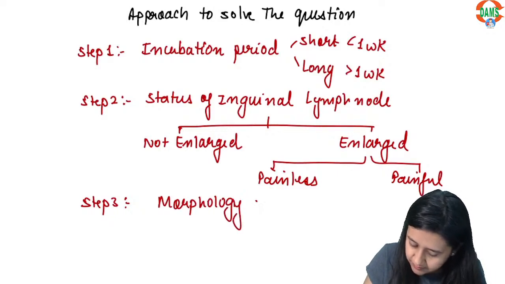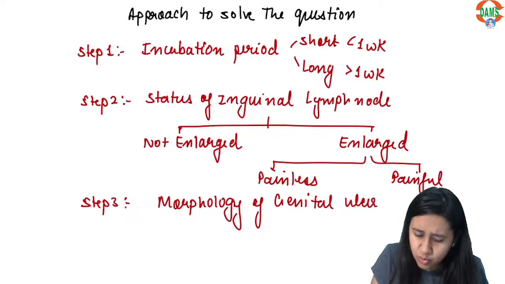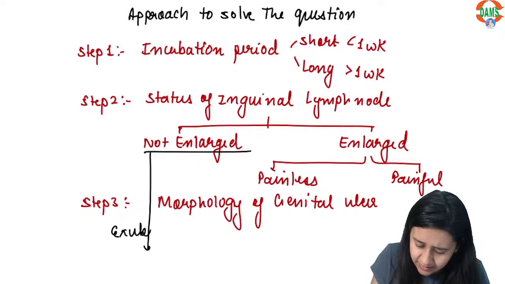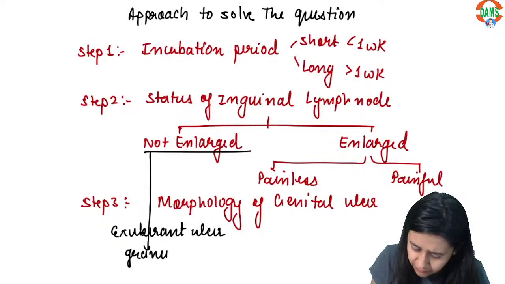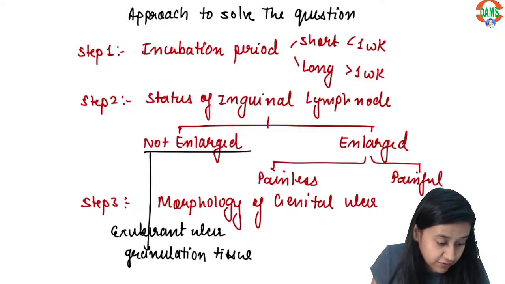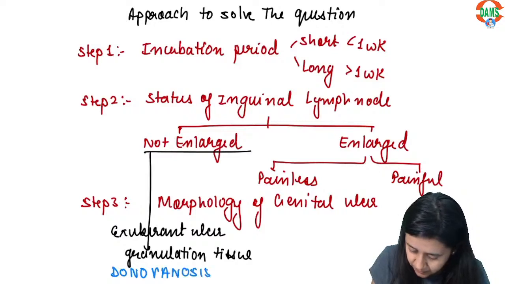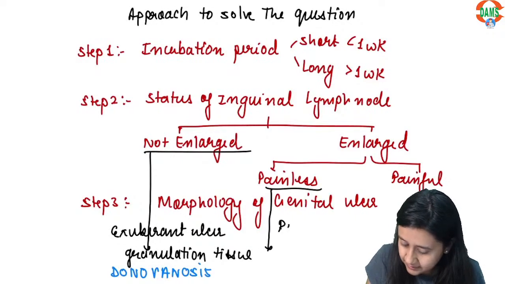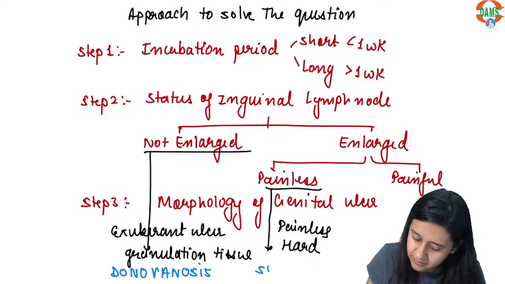Morphology of genital ulcer. Please remember, usually with no lymph nodes and an exuberant red ulcer with granulation tissue, this becomes the diagnosis of donovanosis. Second, if it is a painless ulcer and the lymph nodes are also painless, the ulcer is also hard, this becomes syphilis.